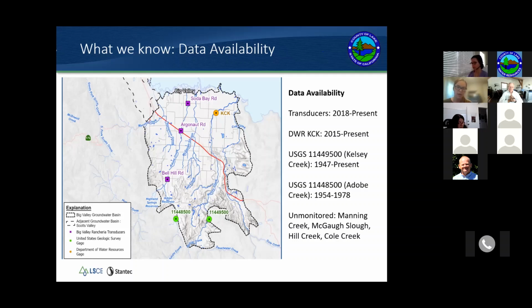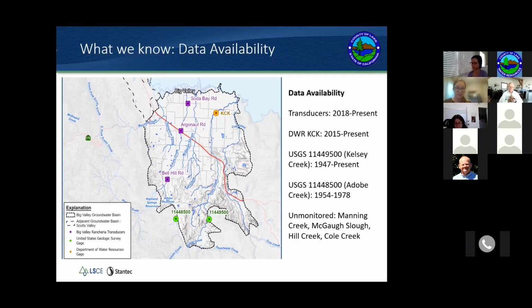And then the Big Valley Rancheria has placed 3 transducers along Adobe Creek, and they're gathering information. Right now that information isn't directly contributing to streamflow information. They need to gather a baseline amount of information in order to do some modeling to make that streamflow data. And so that is the amount of data that we have. As you'll note, there are several streams that don't have surface flow data, and that is Manning Creek, McGow Slough, Hill Creek, and Coal Creek. So that is a known data gap.